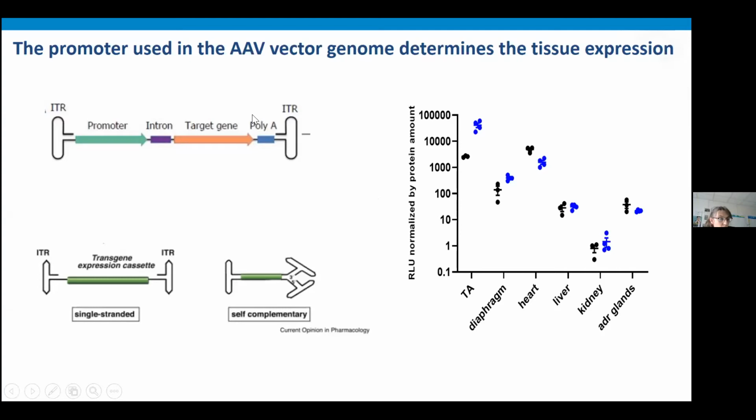I just show you here on the right an example of the comparison of the expression of an AAV vector with two different promoters, one in black and one in blue, showing their differential expression across organs. So you can really select your promoter according to your need. And as I said, this really defines the safety and the efficacy.